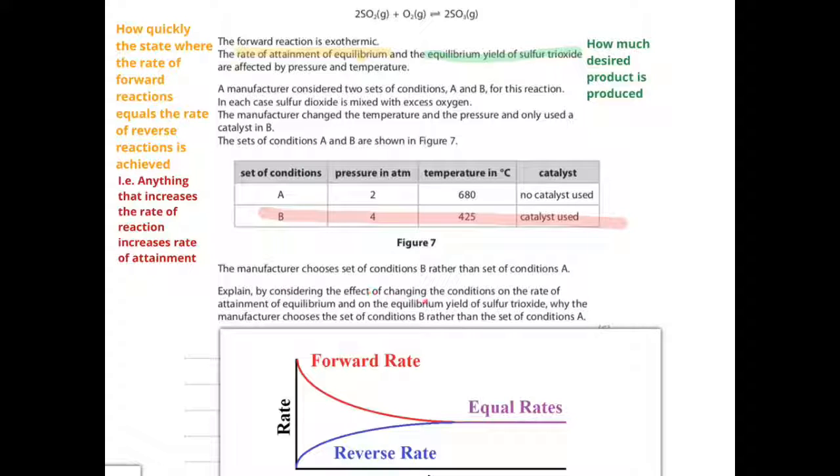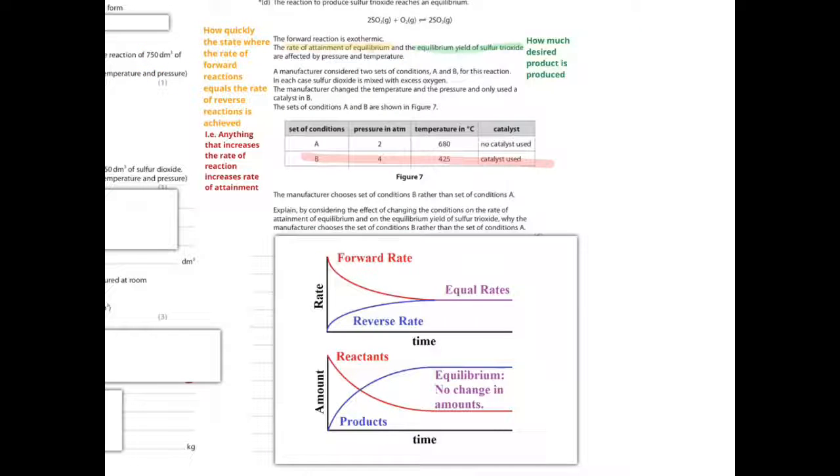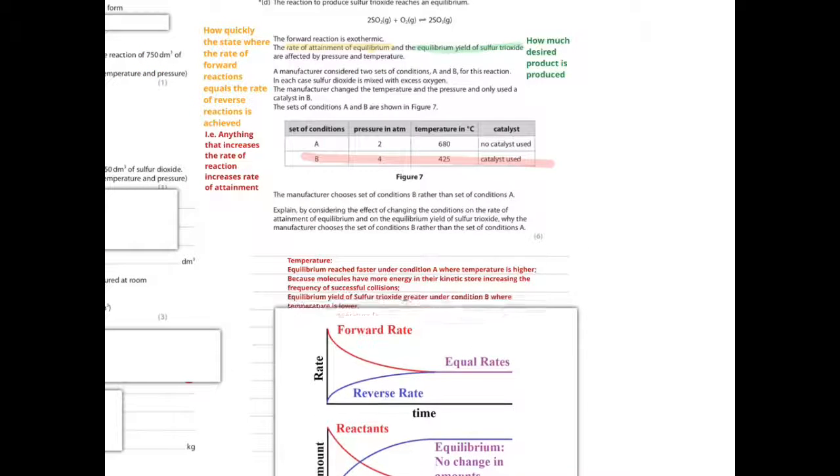Explain by considering the effect of changing the conditions on the rate of attainment of equilibrium and on the equilibrium yield of sulfur trioxide, why the manufacturer chooses the set of conditions B rather than the set of conditions A. We'll just go through this one at a time. So firstly, let's deal with temperature.